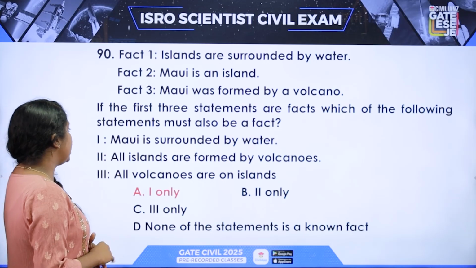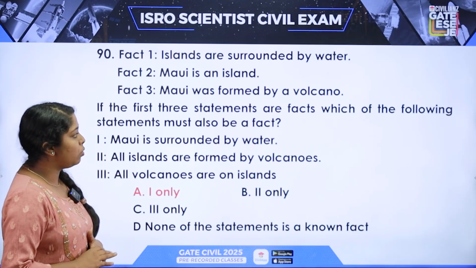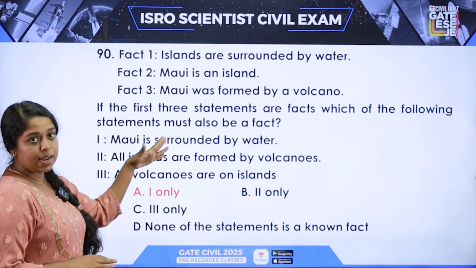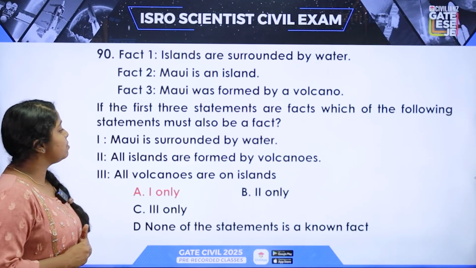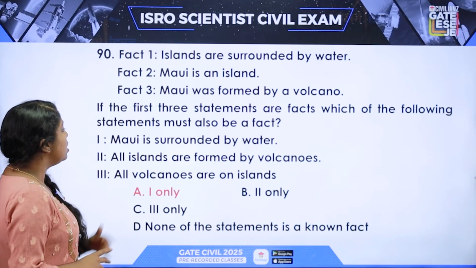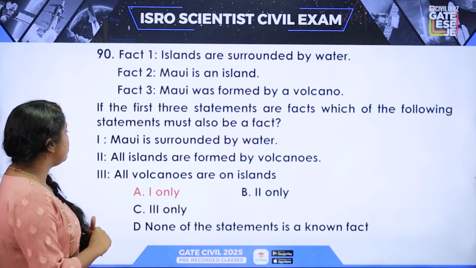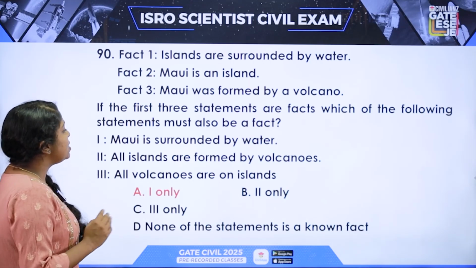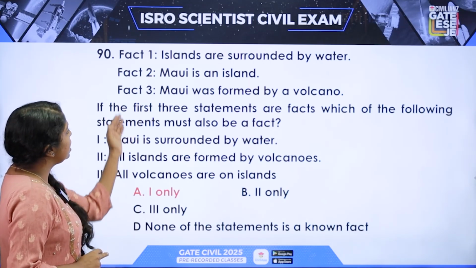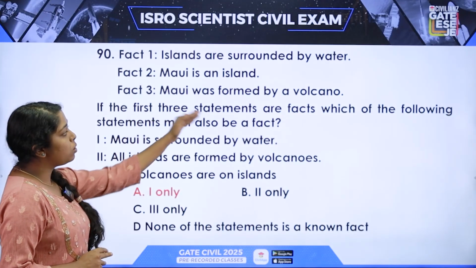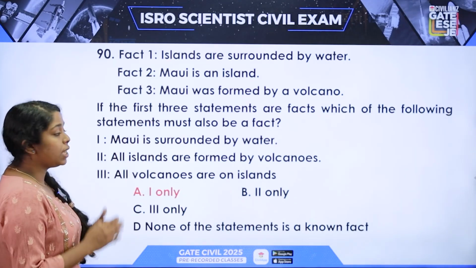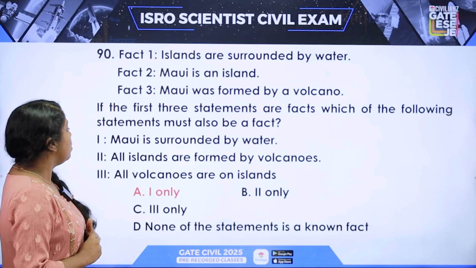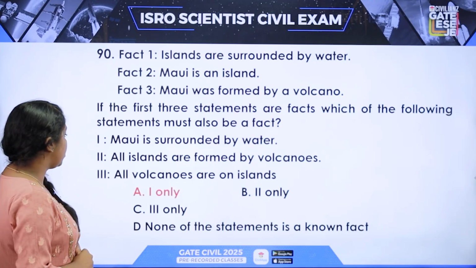So we have been given 3 statements. Maui is surrounded by water. Based on the fact, it is right because Maui is an island. So obviously island is a land area which has been surrounded by water on all sides. So Maui is surrounded by water. Statement 1 is correct. All islands are formed by volcanoes. While checking the fact, it is said that Maui was formed by a volcano. But from that, we will not be able to draw the conclusion that all the islands are formed by volcanoes. So option 2 is not correct.